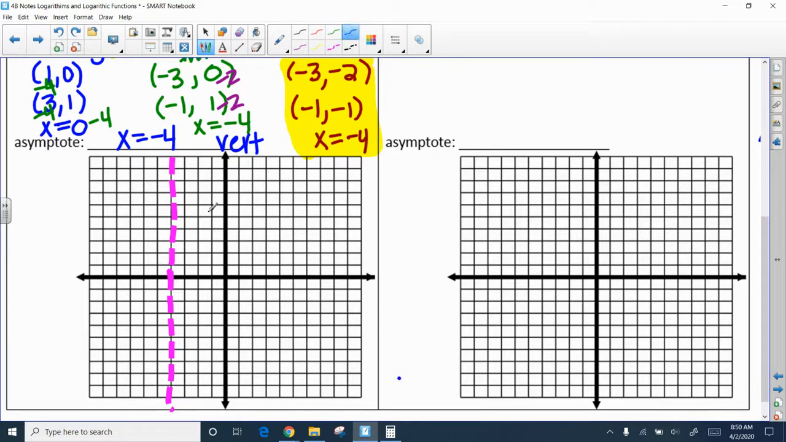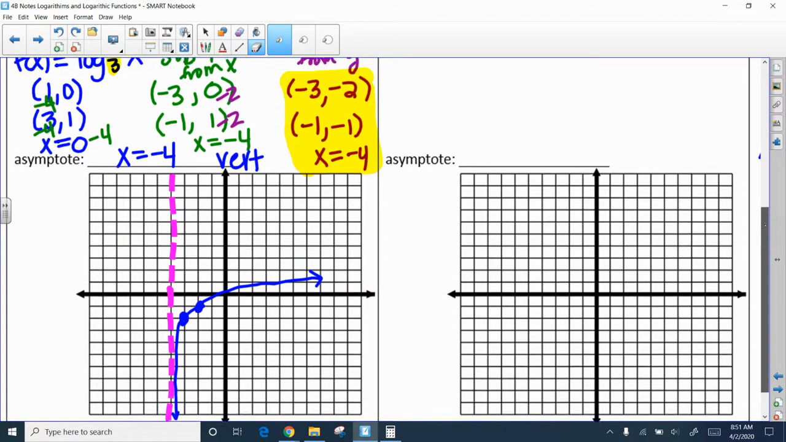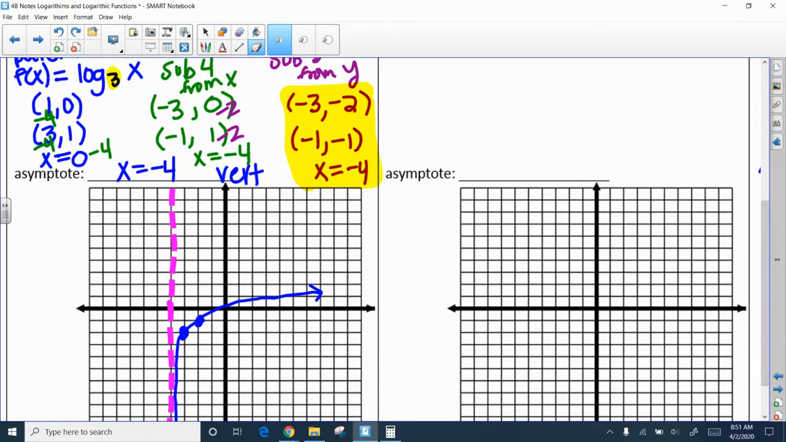And then I have points at -3, -2, and -1, -1. Okay. So I know I only drew 2 points here, but since we know what this graph looks like and we have the asymptote drawn in, we can draw in this graph. The graph is going to be close to this asymptote until it gets to these points, and then it's going to turn and curve off to the right side like this. So that's what our graph of this function looks like. It has been shifted to the left 4 and down 2.